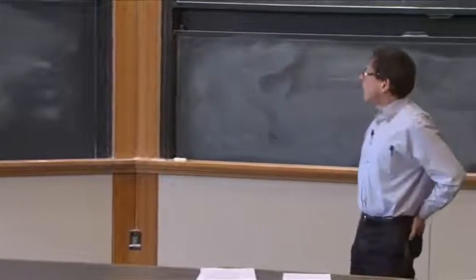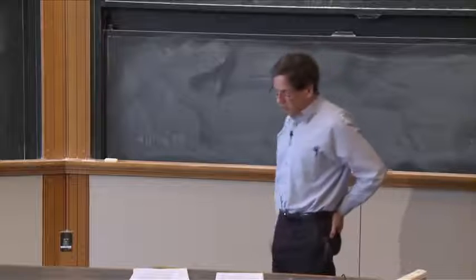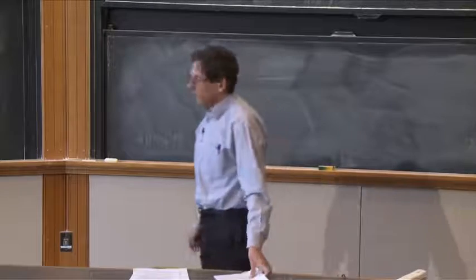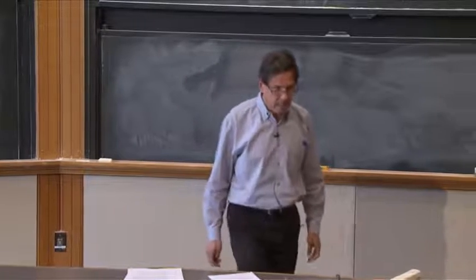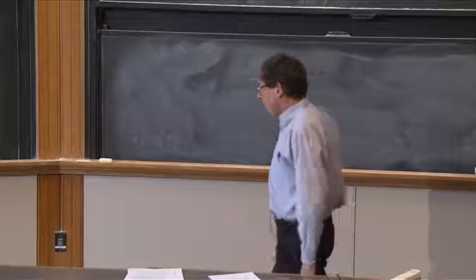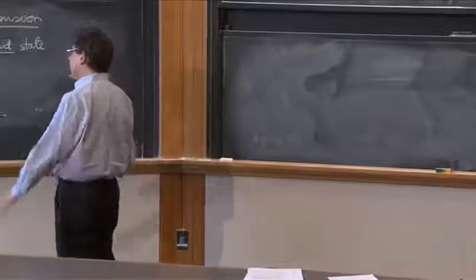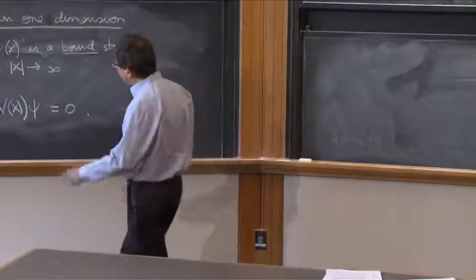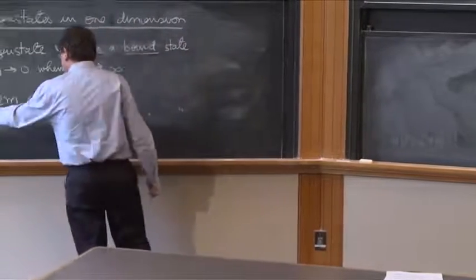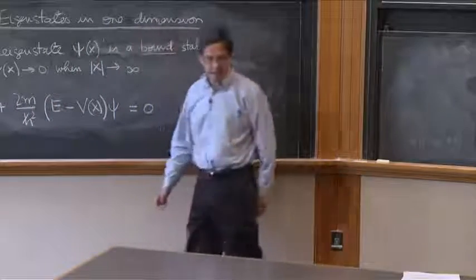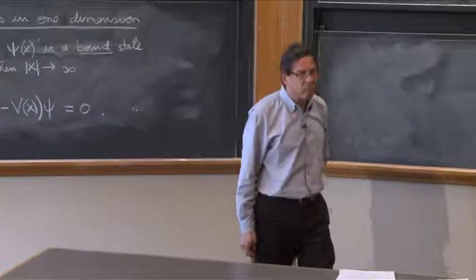Now, in order to clean up some of the constants in this equation, it's, yes? Why is it not V of x minus E? Well, you have to look back at the Schrödinger equation and bring the things to the other side and take care of the signs. It is correct as stated. Check it.